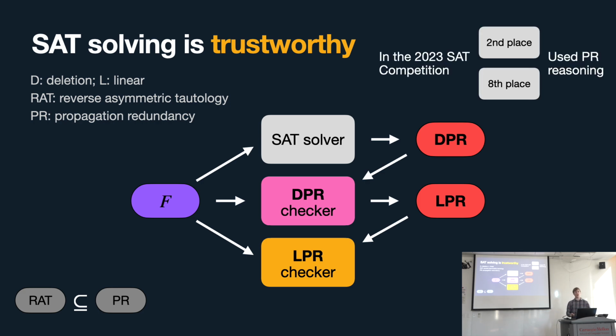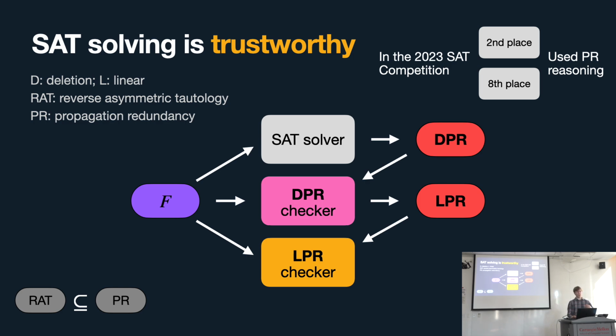Moving to a stronger proof system, a more expressive proof system, can have some benefits. In particular, in the 2023 SAT competition, the 2nd and 8th place finishers used PR reasoning in either their pre-processing or in-processing. And so you get some competitive edge by using a stronger proof system, both inside the solver and when you start to output proofs to be checked.